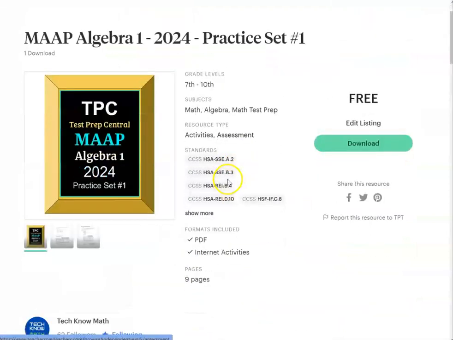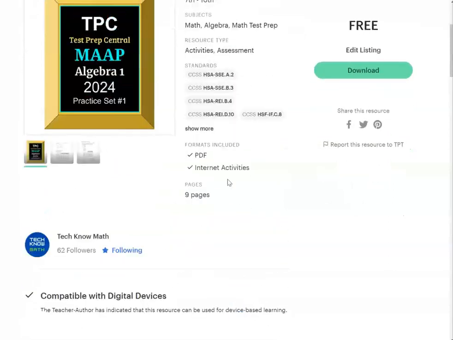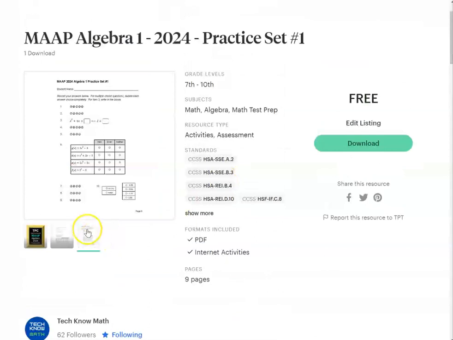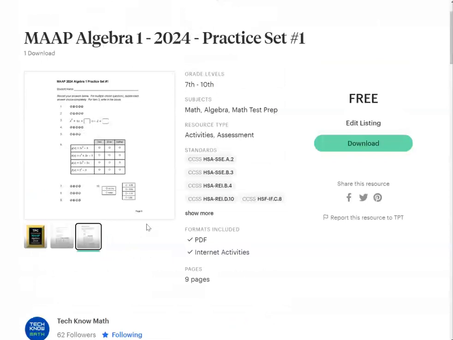Now this practice set 1 has 10 items in it. And the last 5 items in this practice set are like the ones we did today. So you will see there's one right here, even, odd, neither. So I've given you one of those. I've given you some correlation coefficient ones so that your kids can practice the skills that you've seen in this video.